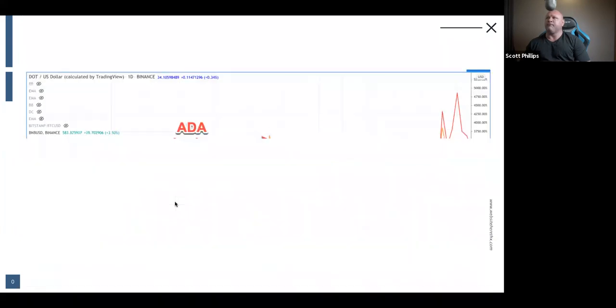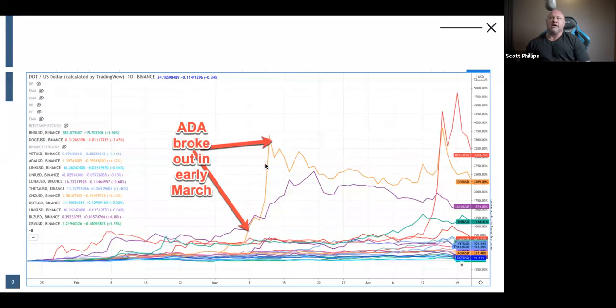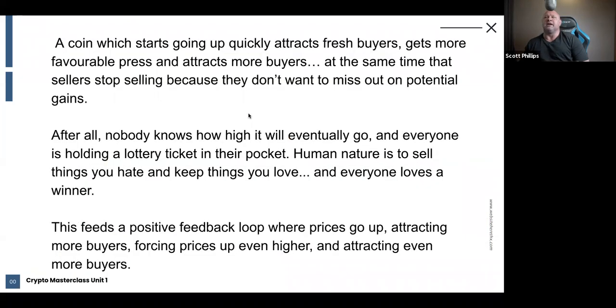winners keep winning. Now let's look at ADA, which is frankly a pretty decent piece of technology. You can see it broke out in March, but if we follow this back, you can see it broke out here and then really started to streak ahead. Then it overtook all these others, briefly challenged Doge. And this is something we see again and again and again.